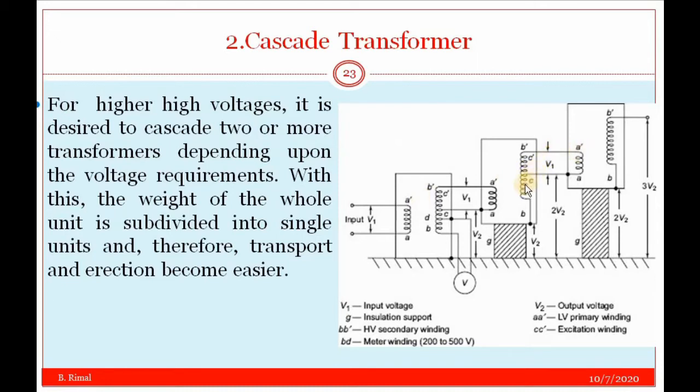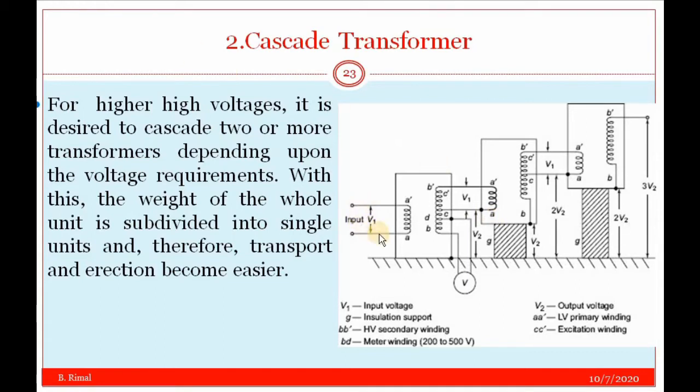In this figure you can see three test transformers that are cascaded, because a single test transformer generating a much higher voltage would have a larger size and cost, which would be very difficult to handle. So we use this cascade transformer method to generate higher values of high voltage AC. We will discuss its working and connections in the next slide.